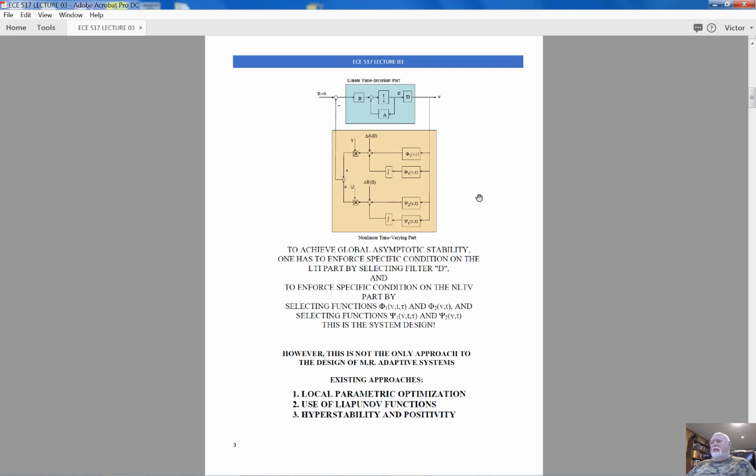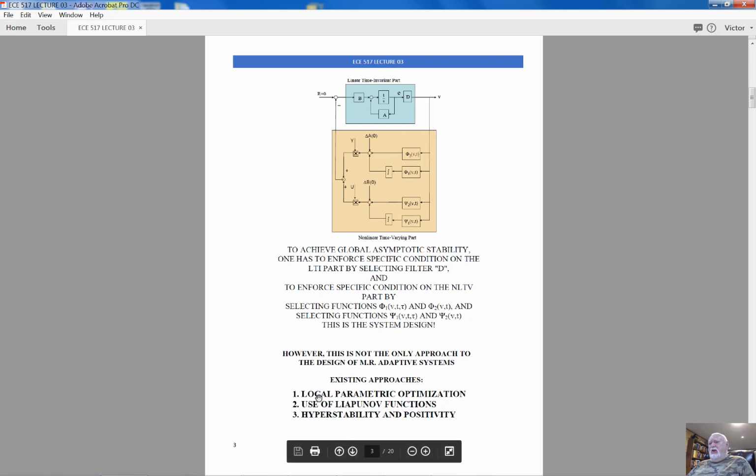However, there are problems that do not require us to be so mathematically rigorous. We will try to come up with an approach that would not involve building this linear time invariant part and nonlinear time varying part that satisfies special conditions. There are basically three ways of doing it.